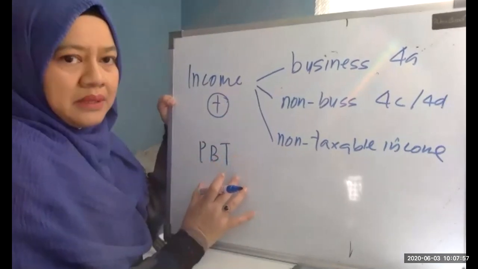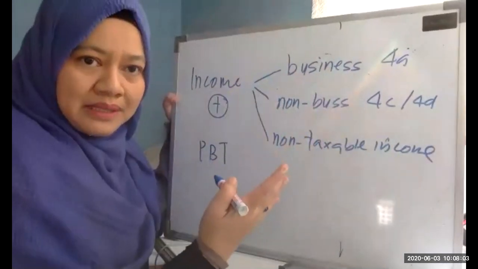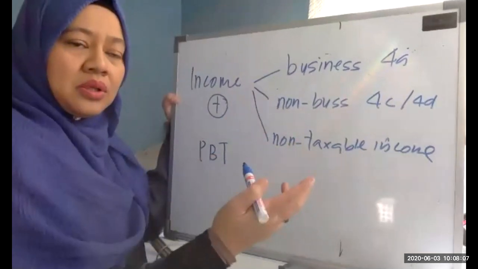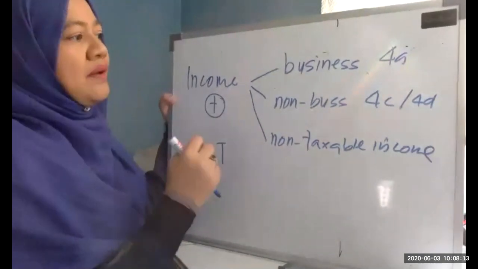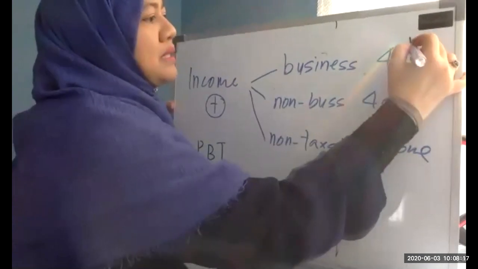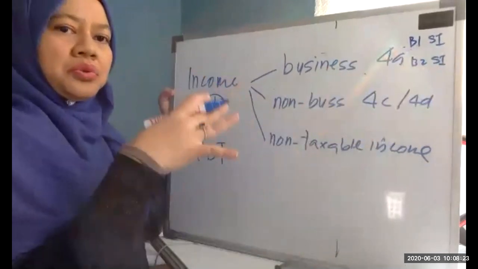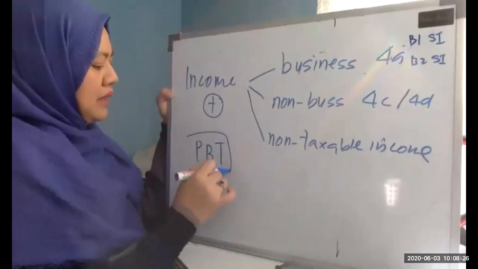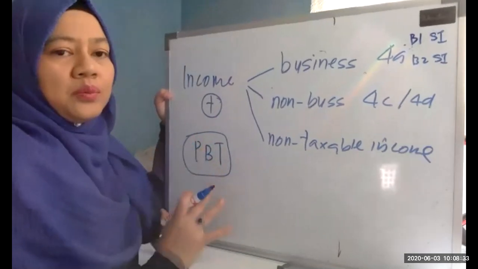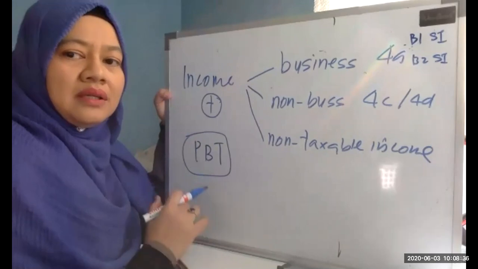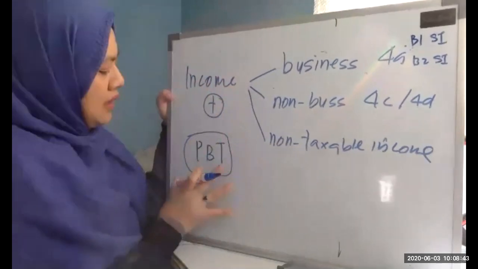When you do your adjustment in arriving at your adjusted income from your business, remember that you can have more than one business income, so business one and business two. But for income tax purposes, business one and business two have to be assessed separately. For business one, what is your statutory income? And for business two, what is your statutory income? You have to separate the income, and remember that everything is in your profit before taxation. That's why you have to do adjustment in order to compute your adjusted income from business one or from business two.